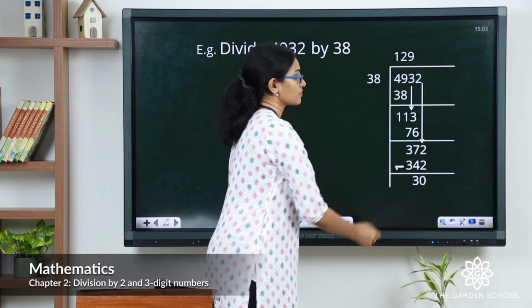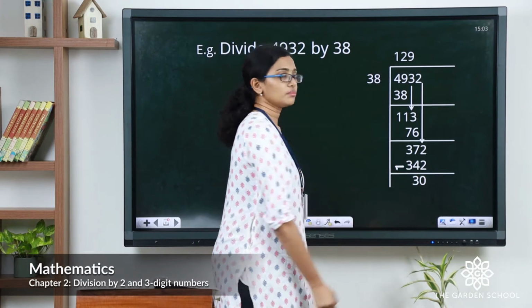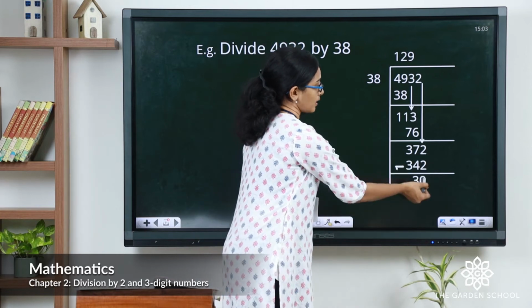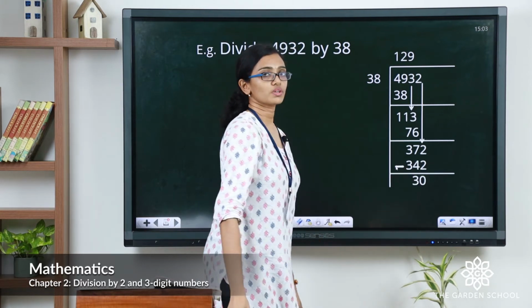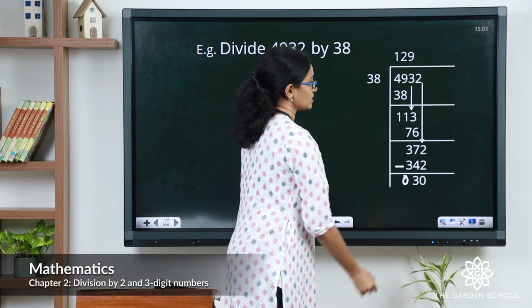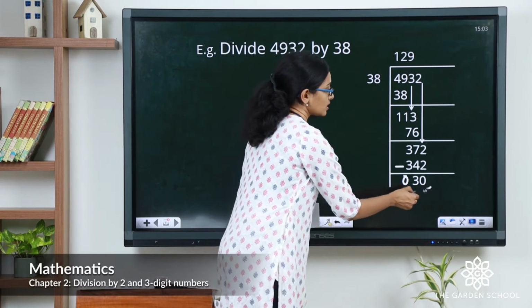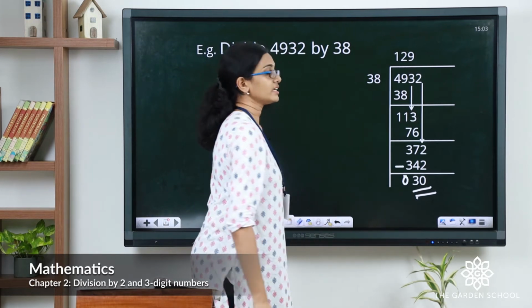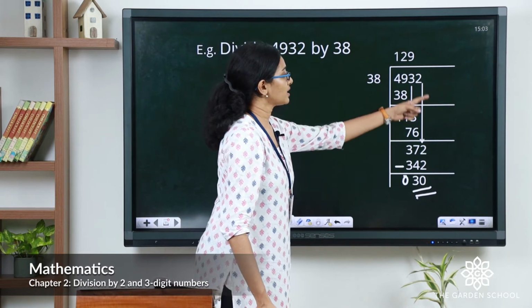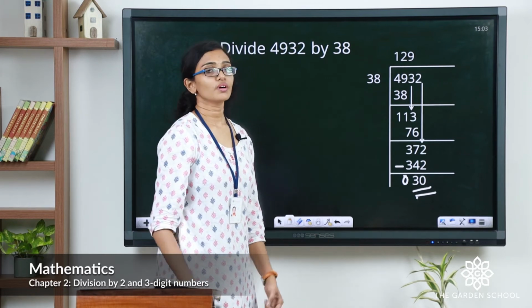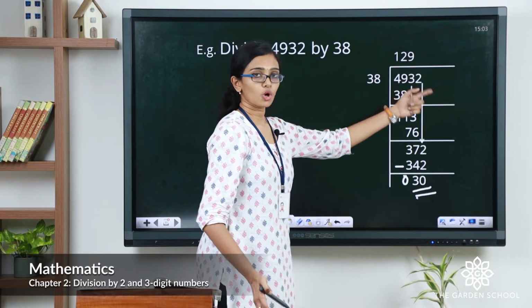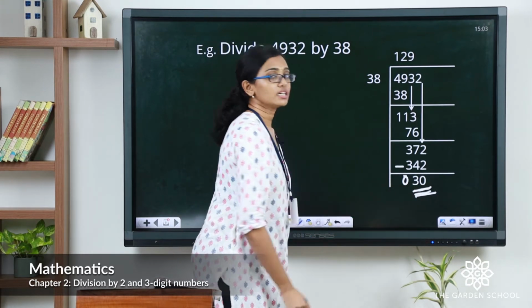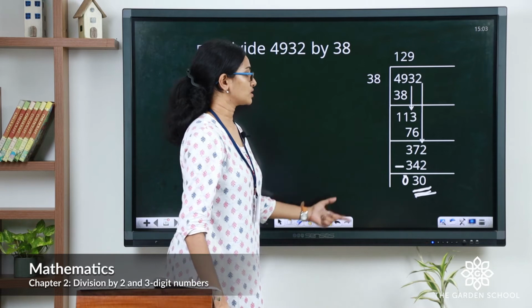Now, what is the next step? We have to subtract these two numbers. So, 372 minus 342: 2 minus 2 is 0, 7 minus 4 is 3, and here also it is 0. So, now we got 30 here, and can we divide this 30 by 38? No, right? And do we have any more digits to bring down? No. So, when there are no more digits to bring down, we can stop the division and what we get at the end is the remainder of this division.